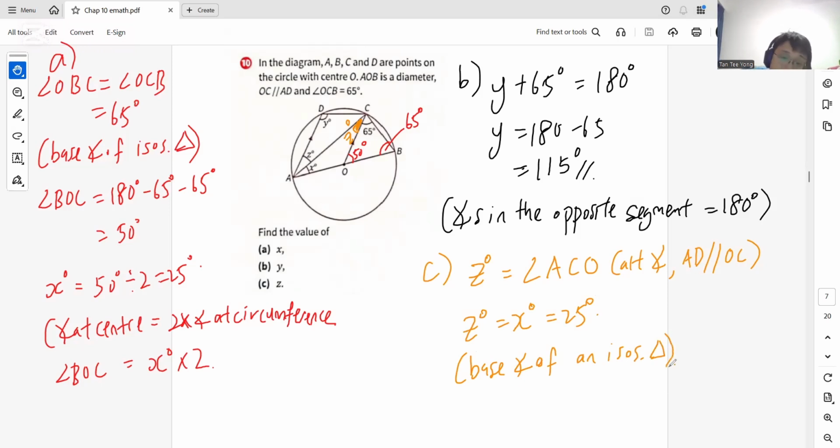All right. So to sum up, X is 25 degrees for part A, B, Y is 115 degrees, and part C, Z is 25 degrees. Okay, and that's it for question 10.